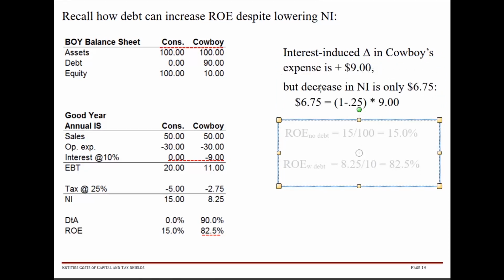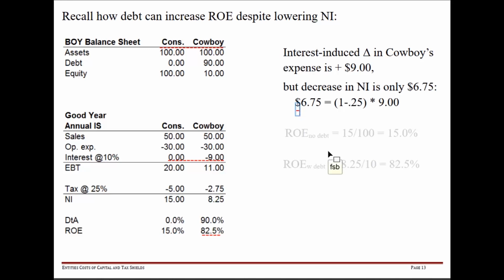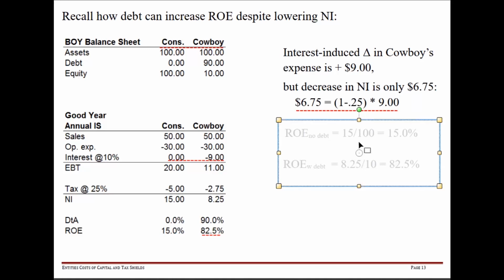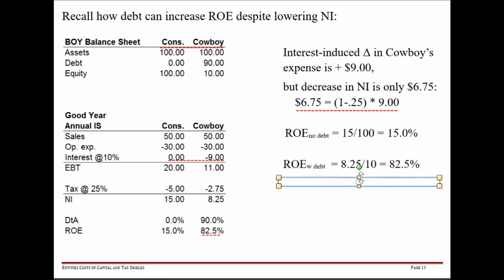But the change in the Cowboys' expense was $9 million, but their net income only decreased by $6.75 million. And how did I get that? You could work out the numbers directly from the income statement or use the little formula in red on the prior page to get, we have our interest here of 9 times 1 minus 0.25. The tax rate for them is 25%, and we get our 6.75. And then again, just as a reminder, in good times, when you are levered, it increases your ROE.